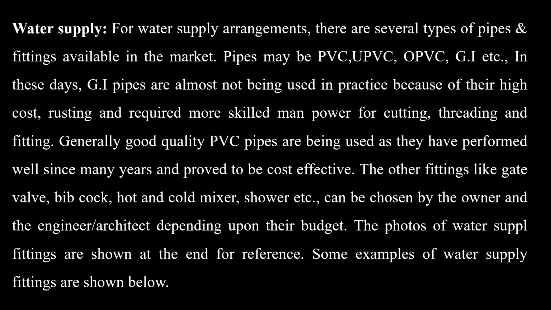Water supply. For water supply arrangements, there are several types of pipes and fittings available in the market. Pipes may be PVC, UPVC, CPVC, GI, etc. These days, GI, that is galvanized iron pipes, are almost not being used in practice except in special cases because of their high cost, rusting, and requiring more skilled manpower for cutting, threading, and fitting.